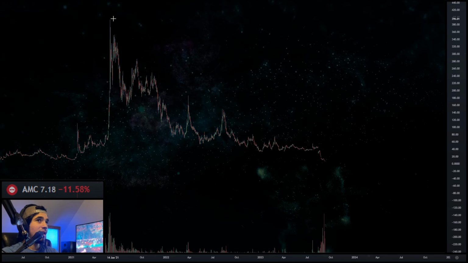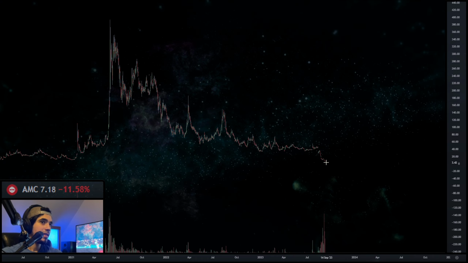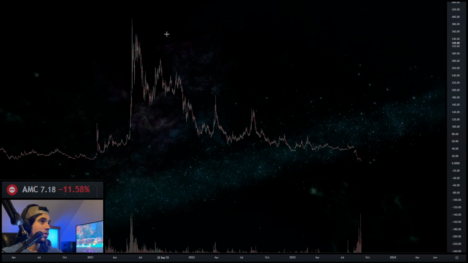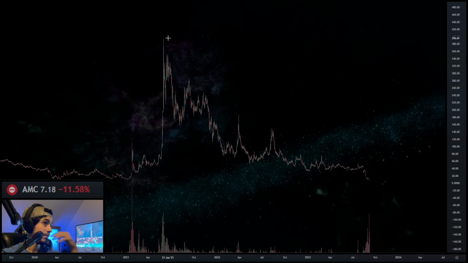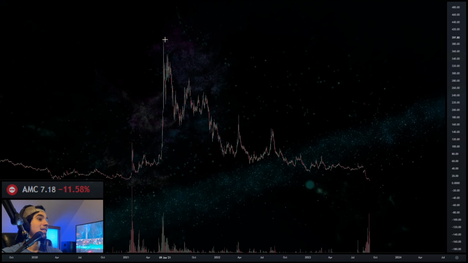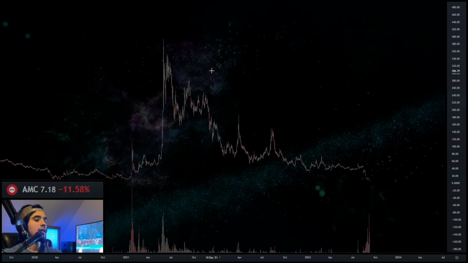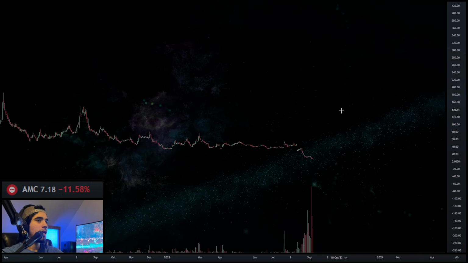But with the split, it's putting things into perspective a little bit more, right? We have 400 all the way down to 7 right now, and this is on TradingView's chart. The original chart should have the $770 range, which is the high that AMC had in June. It doesn't show it on this chart, but if you go on TOS, you'll see it there. And there are many other charts that show the original value.